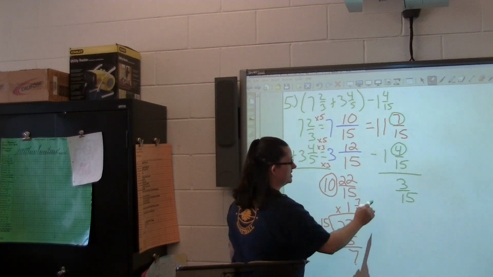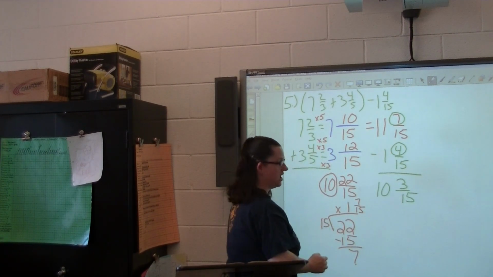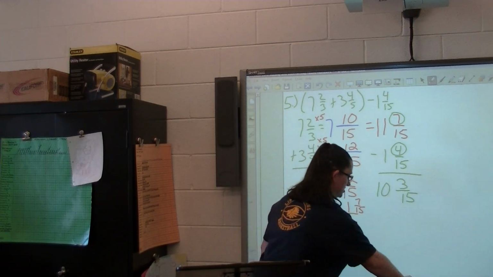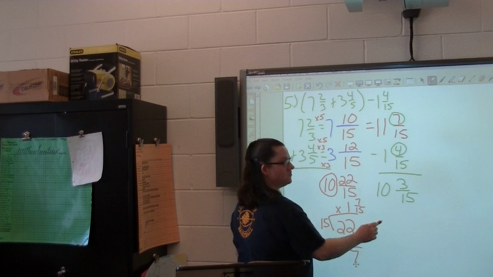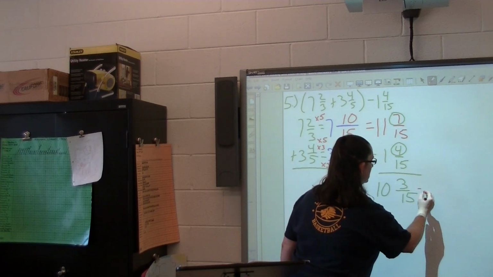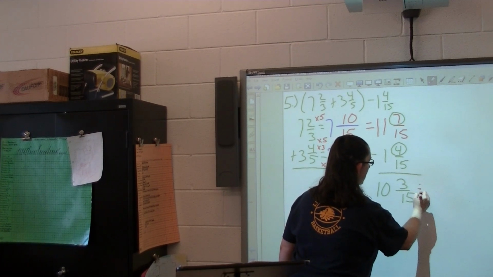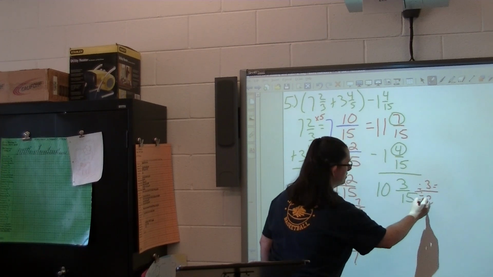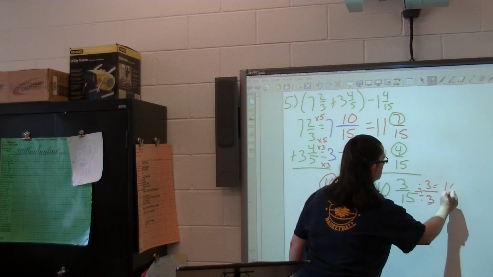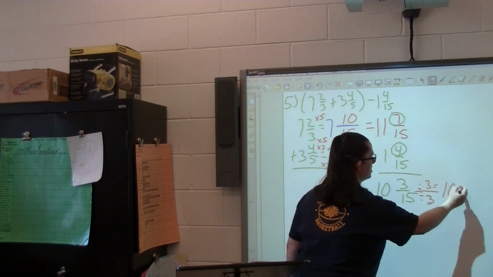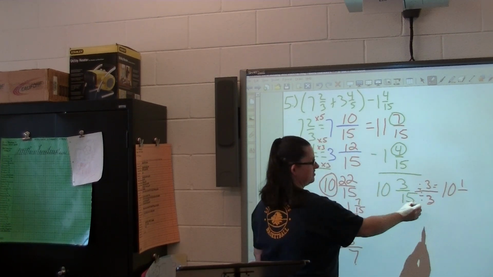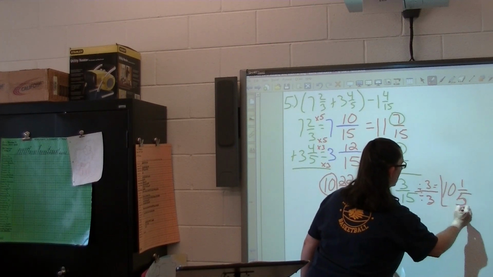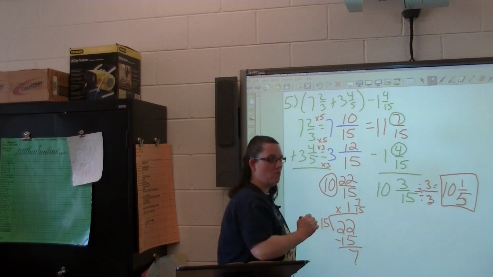Okay, now we go ahead and subtract our whole numbers. 11 take away 1 is 10. Okay, so now we have 10 3/15. Are we done? No. Good. So now we need to simplify 3/15. And how do we do that? What do we need to do? We need to divide top and bottom by what? 3. Good job. So we have 10 stays the same. 3 divided by 3 equals 1. And 15 divided by 3 equals what? 5. So our final answer is 10 1/5.